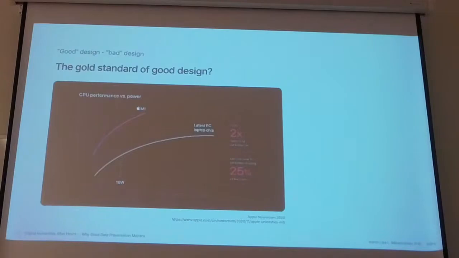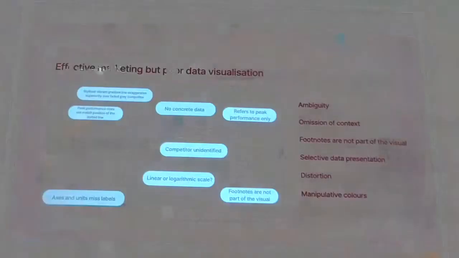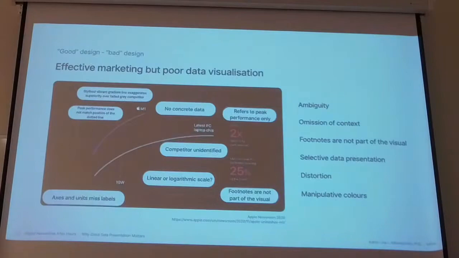So this visualization here, I hope you can see it somehow, is taken from Apple, who are usually considered the gold standard in design. And they compare their M1 chip with the latest PC laptop chip. First of all, this is all I just put up here. Everything is wrong with this graph.